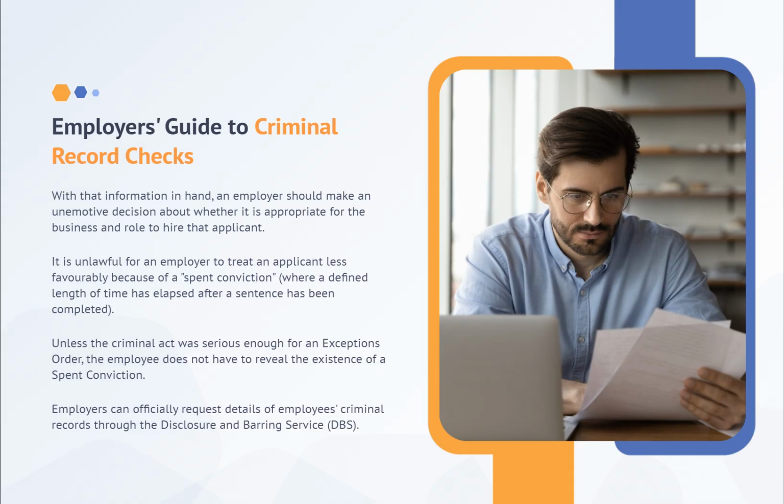It is unlawful for an employer to treat an applicant less favorably because of a spent conviction where a defined length of time has elapsed after a sentence has been completed. Unless the criminal act was serious enough for an exceptions order, the employee does not have to reveal the existence of a spent conviction. Employers can officially request details of employees' criminal records through the Disclosure and Barring Service (DBS).